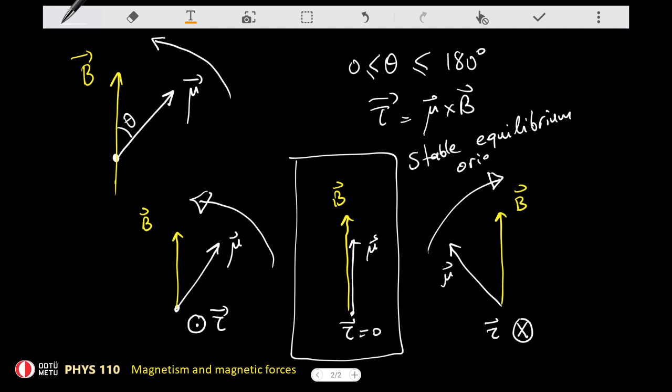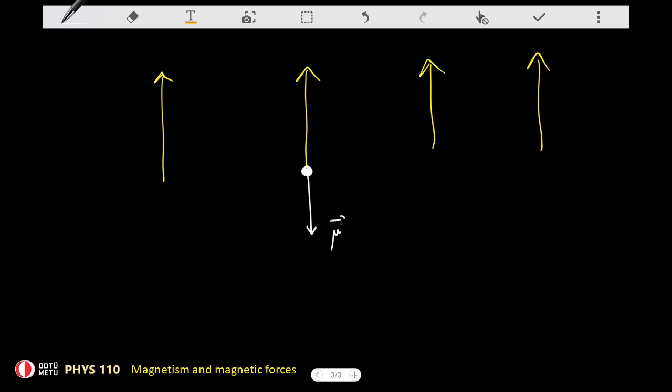Instead of position, I'm going to say orientation because we are talking about angular positions in here. We have the opposite extreme. Of course, I'm going to first draw the magnetic fields like that. Right? So if I have my magnetic dipole moment pointing exactly opposite, in that case too, the magnetic dipole moment and the magnetic field are anti-parallel, so therefore the torque on the dipole is 0.